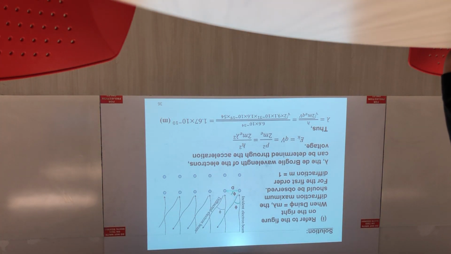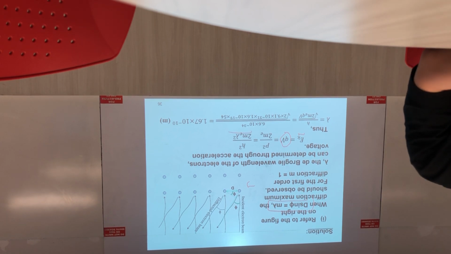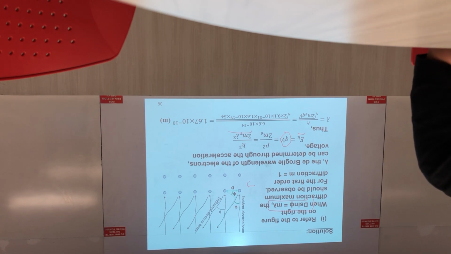So this is our actual working. We now treat this nickel crystal as a grating for the electron beam, and because this potential energy is given, it is going to convert to the kinetic energy, and then we will set the equation which will be solved for this wavelength.